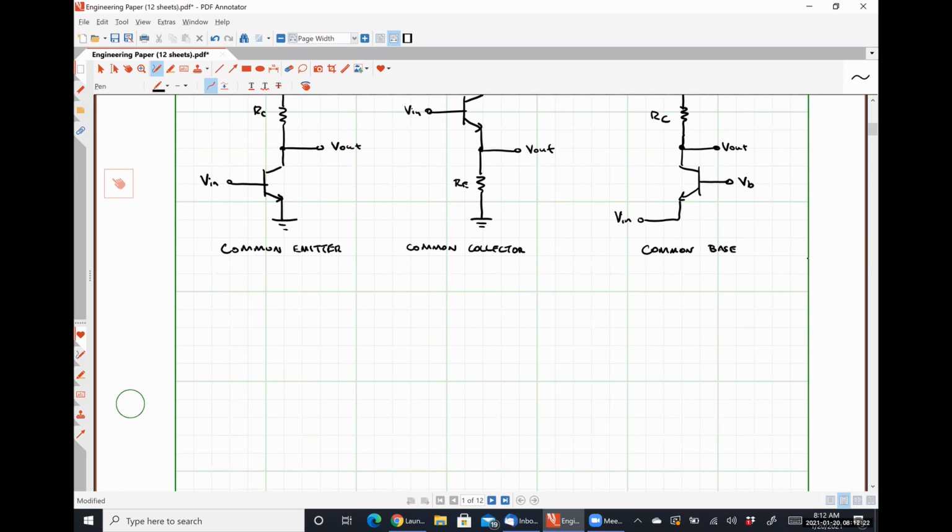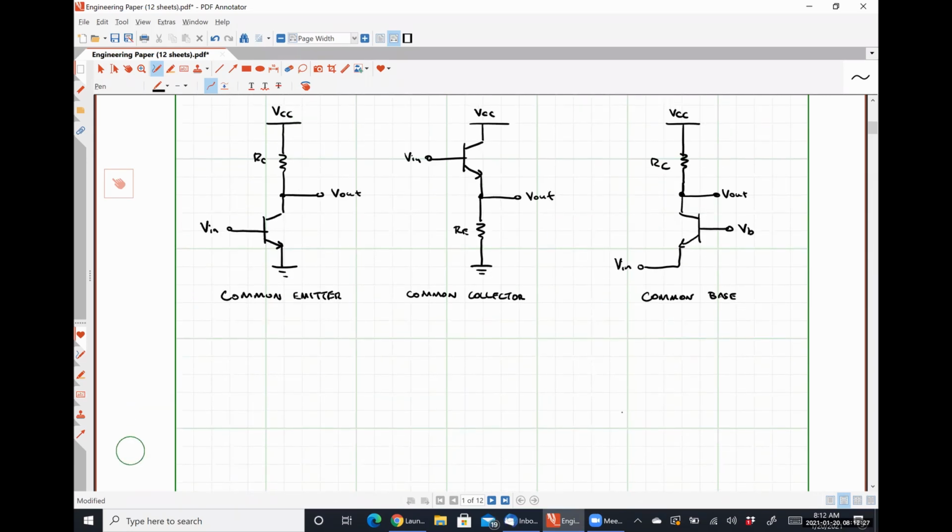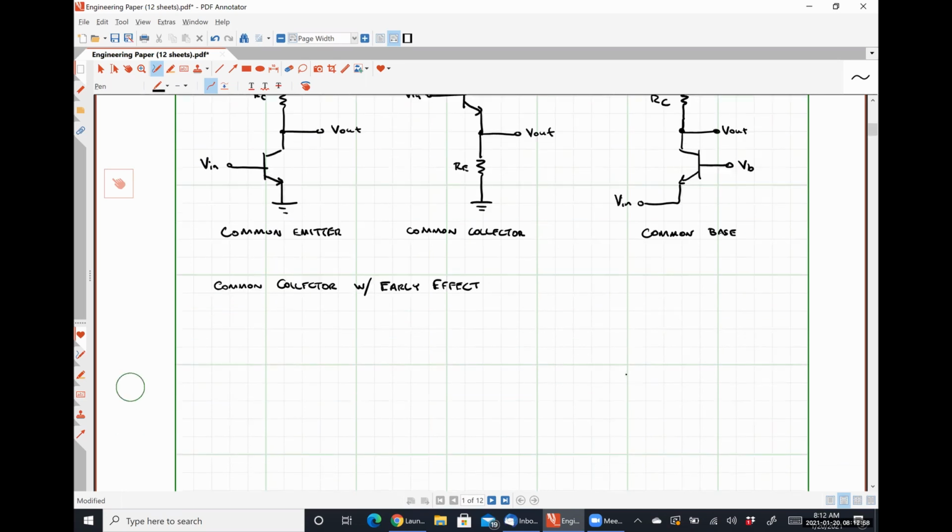So in order to take the input impedance of our common collector amplifier, we need to recognize one very important thing, and that is BJT amplifiers are small signal amplifiers, which means we're going to base all of our parameters for the amplification off of the small signal model. So for a common collector amplifier with the early effect present, let's start with our small signal model.